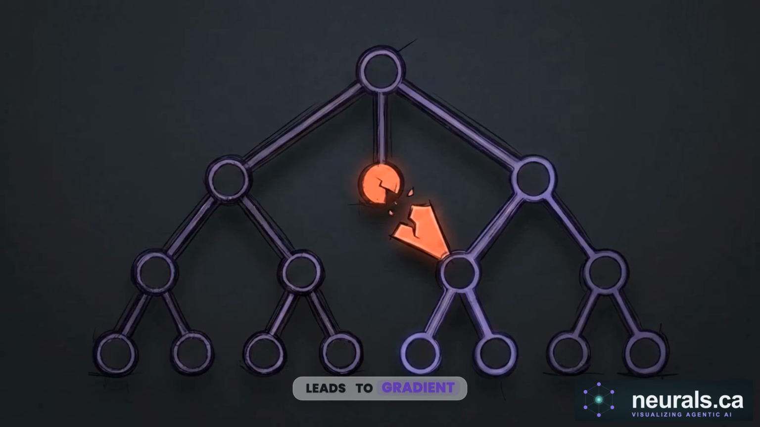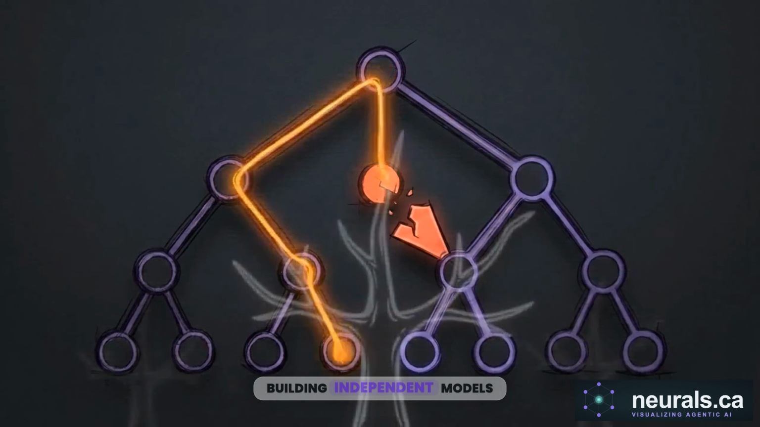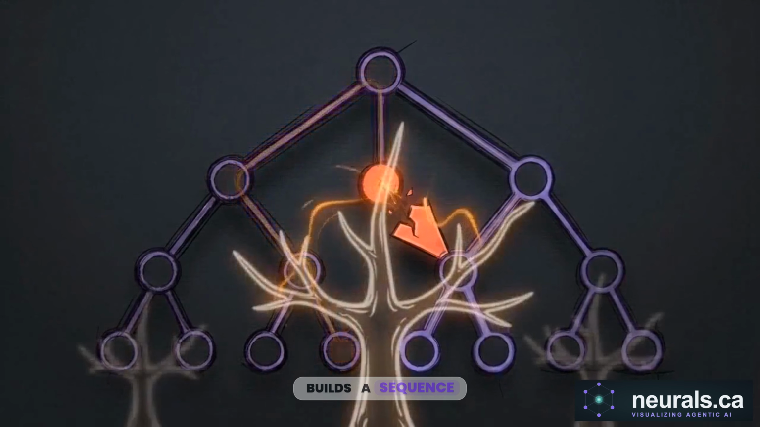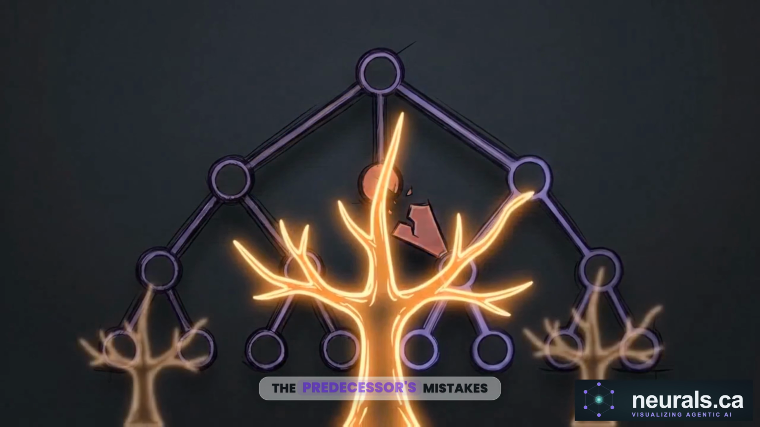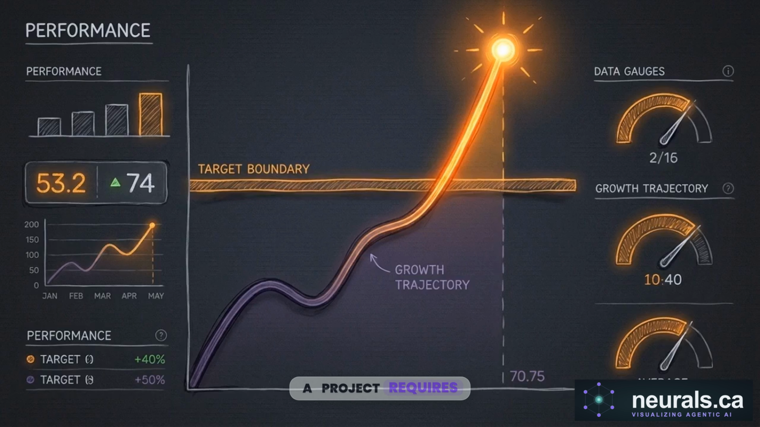That leads to gradient boosting, algorithm number 32. Instead of building independent models that vote, it builds a sequence of trees correcting the predecessor's mistakes. Random Forest serves as a high-performance baseline for tabular data, but when a project requires squeezing out every last percentage point of accuracy, the industry moves from the forest to the boost.